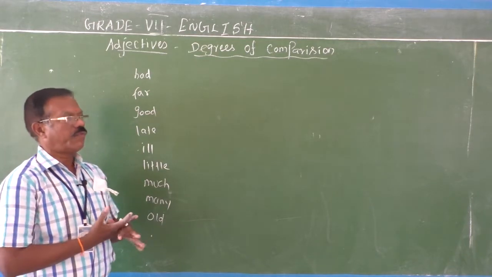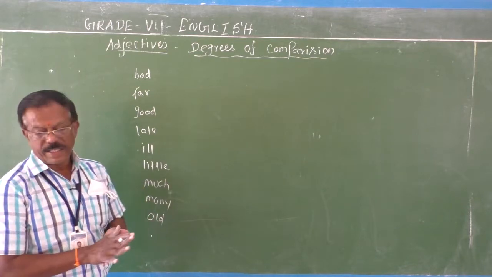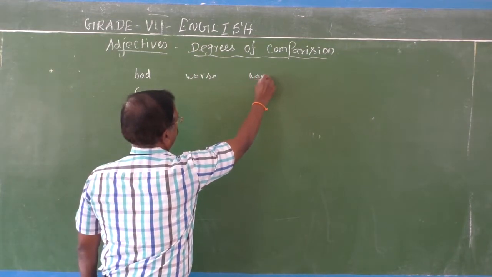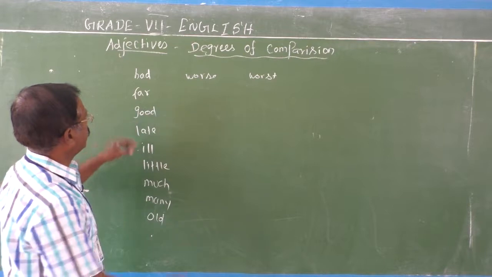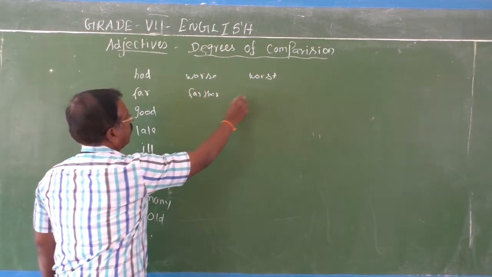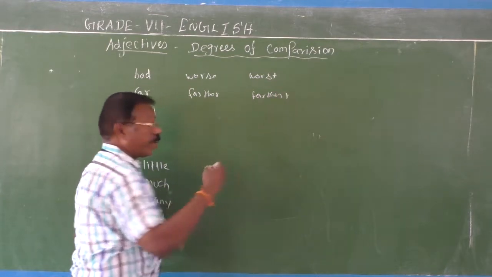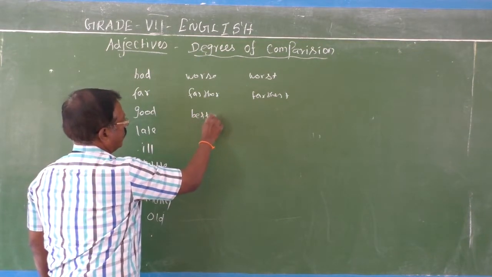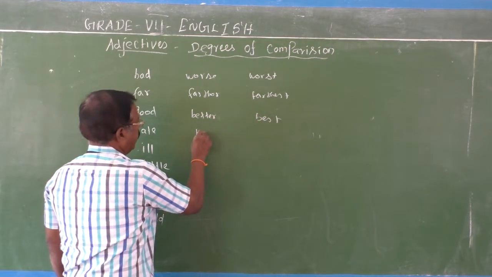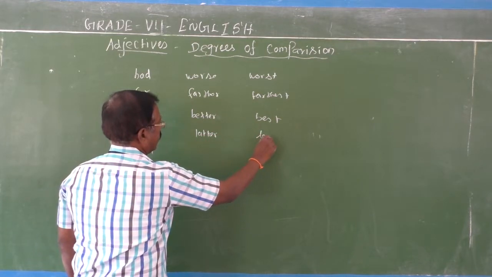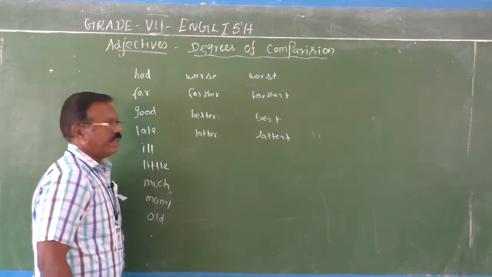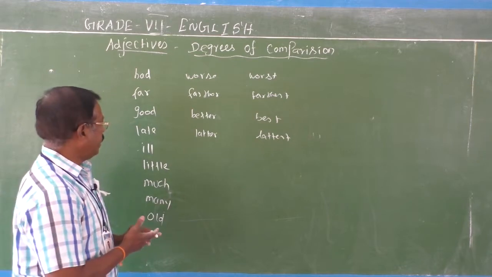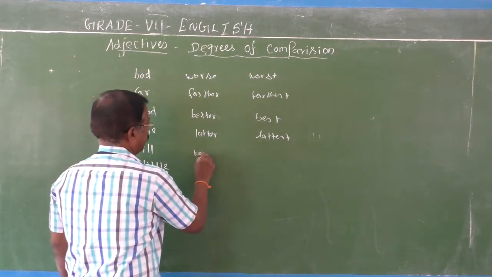The grammatical term for such types of adjectives is irregular. Bad, worse, worst. Far, farther, farthest. When you talk about distance, you can use it. It is far off. Okay. Good, better, best. Late, later, latest. But see here, L-A-T-E, later, and L-A-T-T-E-R, latter, has a different meaning. Late, later, latest. Okay, fine. Ill, worse, worst.